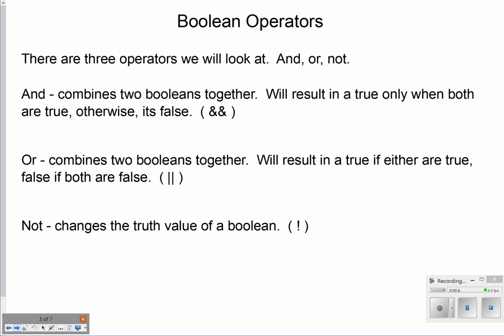So let's look at Boolean operators. There are three operators we will look at: and, or, and not. And combines two Booleans together, and it's going to result in a true value only when both are true, otherwise it's false. It's represented with these two and signs, like P and Q. So this only results in true if both of them are true.